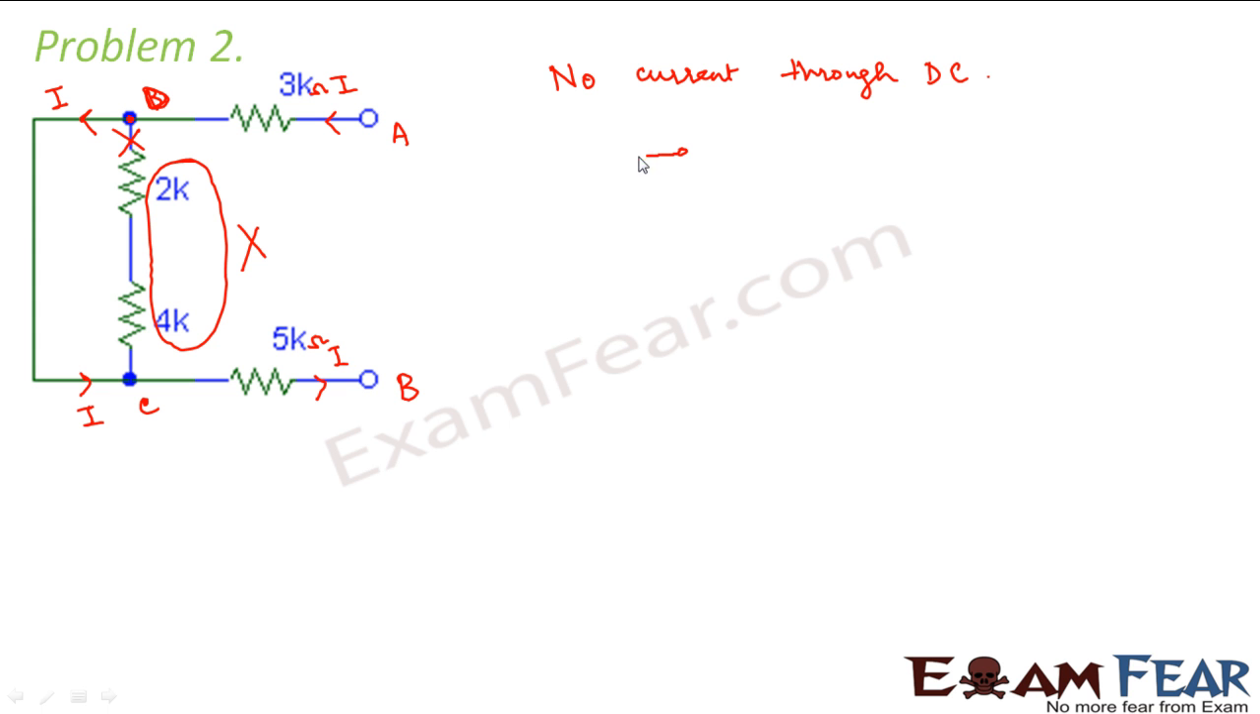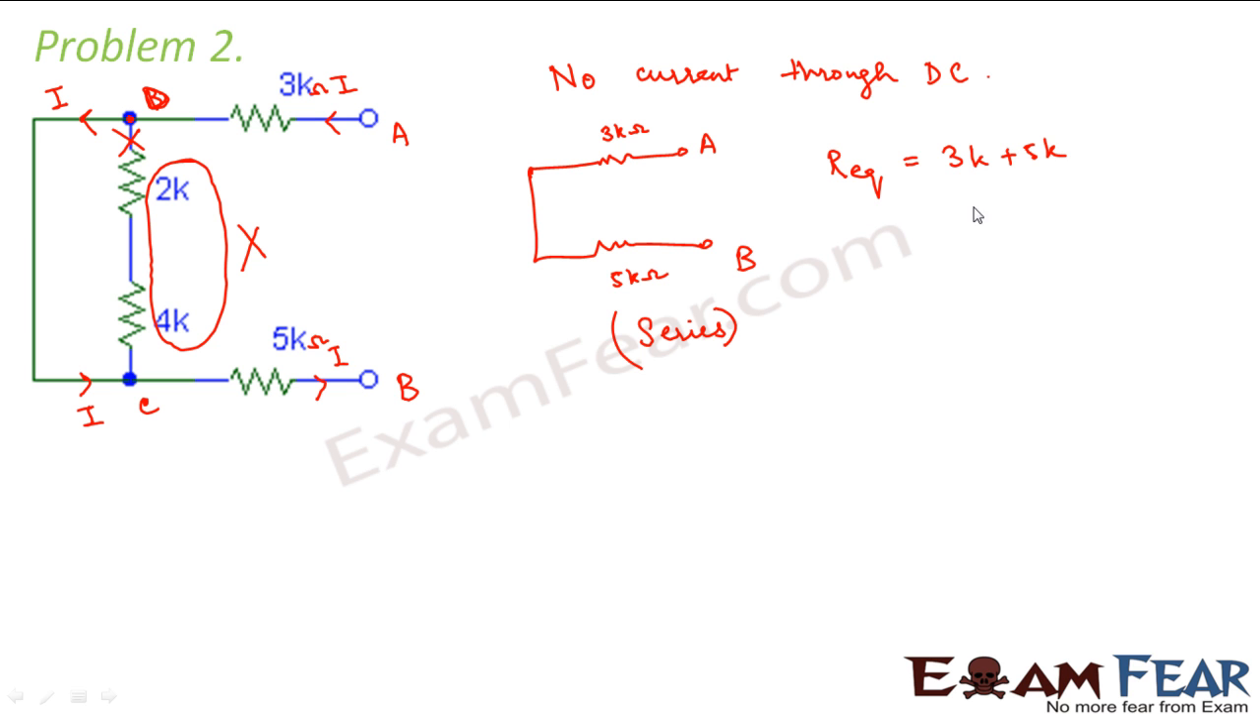That means your circuit now looks like this: one resistance and another resistance. This is point A, this is point B, this is 3 kilo ohm and this is 5 kilo ohm. So what will be the equivalent resistance? It is nothing but these two resistances in series. So this is also a series combination. So R equivalent will be equal to 3K plus 5K, that is equal to 8 kilo ohms. So this will be the equivalent resistance.